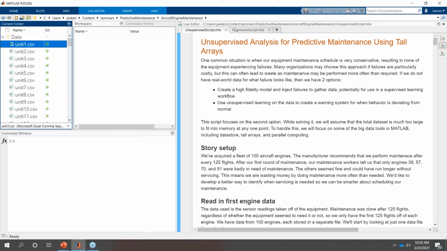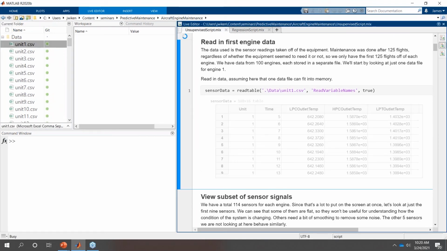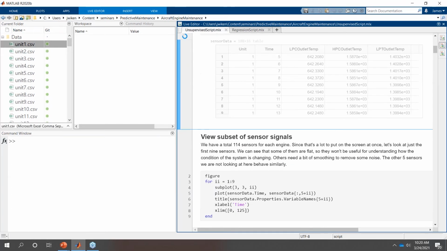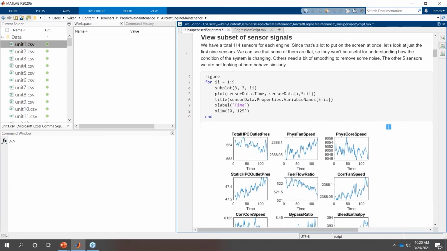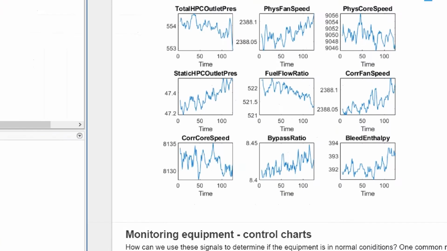Coming back here, we're going to load in our data set. So let's load in one of these CSV files. We're going to load it in for unit 1. This is the one we just looked at. Once we read this in, we're going to start doing some visualizations of it. We'll just look at a subset of the sensors here, just the first 9.